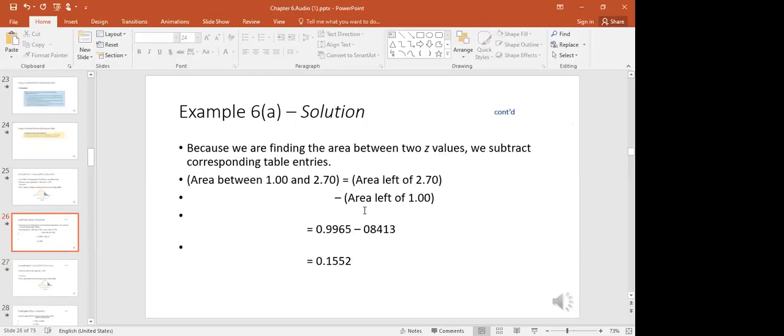So if you were reading the table, you will find the area to the left of 2.7 to be 0.9965, and the area to the left of 1 is 0.8413. Then you get this answer.